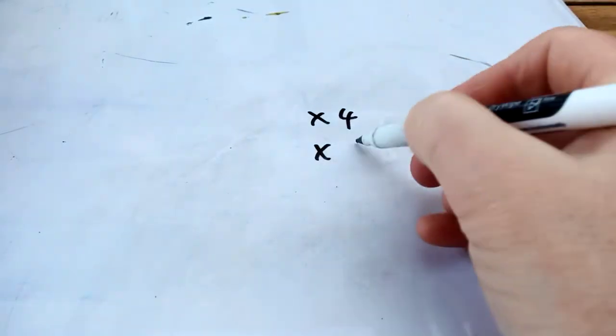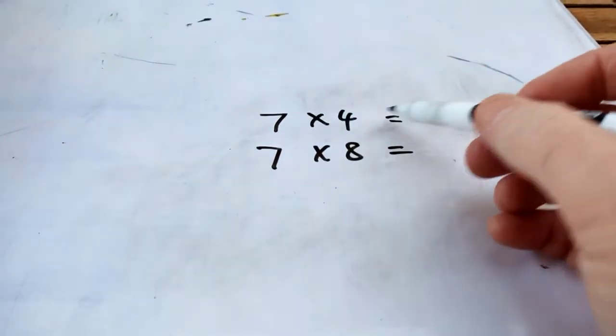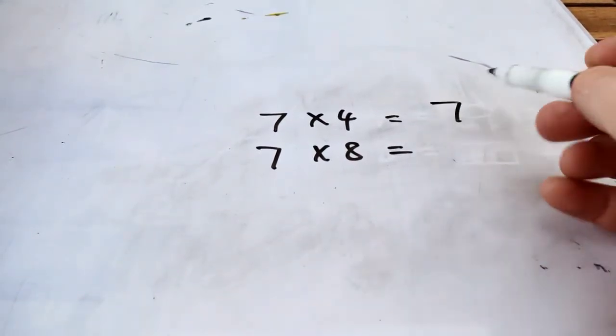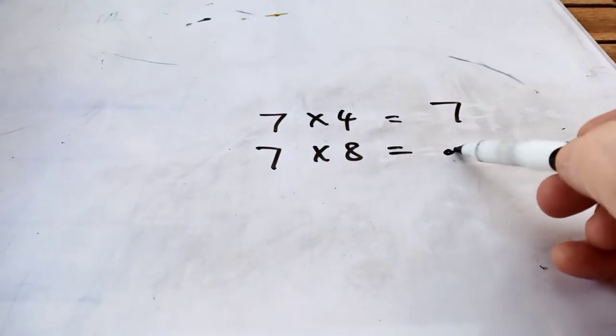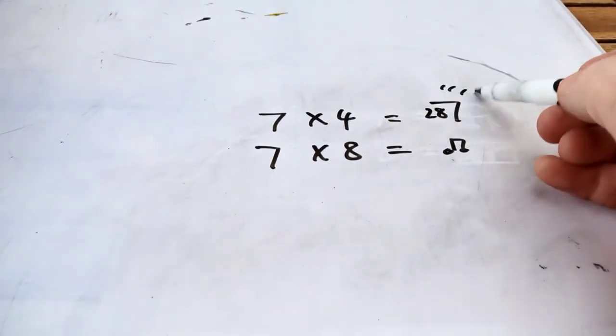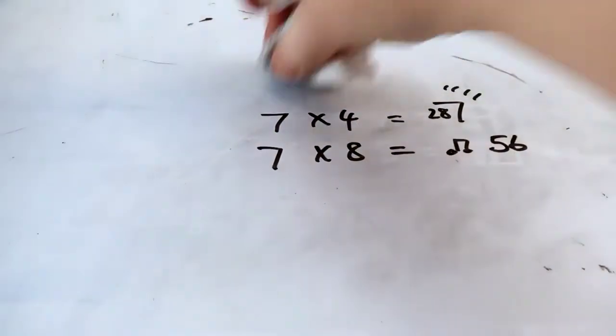Next, times 4 times 8. Let's do 7. 7 times 4, 7 times 8 equals, ready. 7 times 4 is, what's sheltering in the 7? And 7 times 8 is the musical one. Well done, 28, keeps out of the storm. And 5, 6, 7, 8. 7 times 8 is 56.